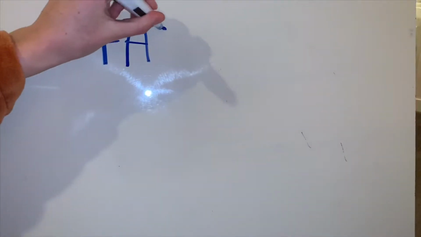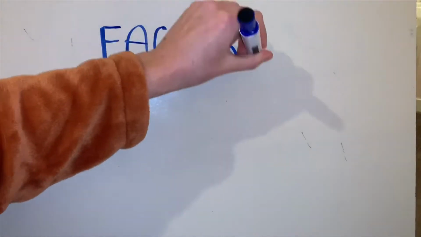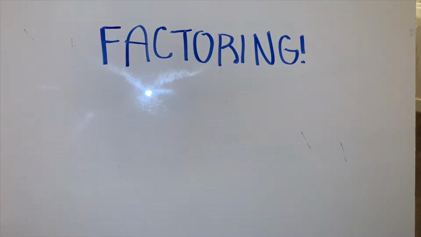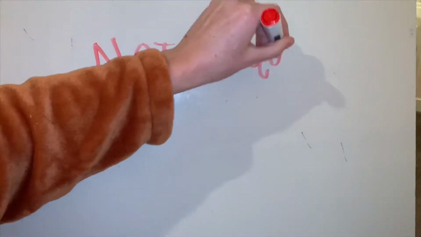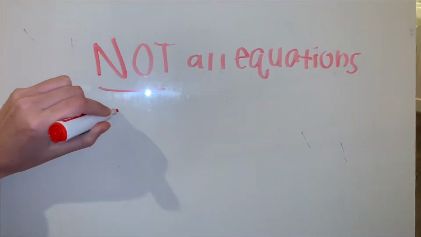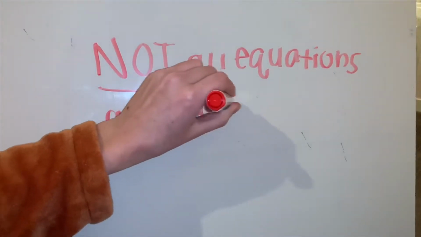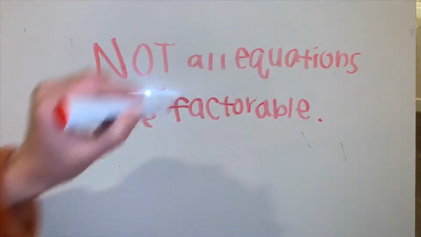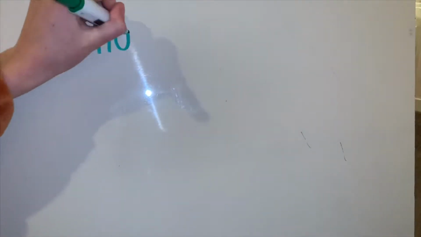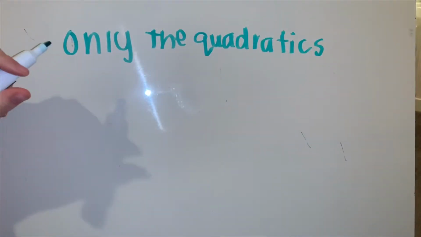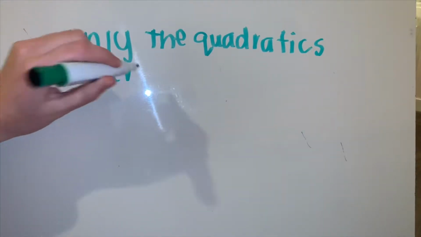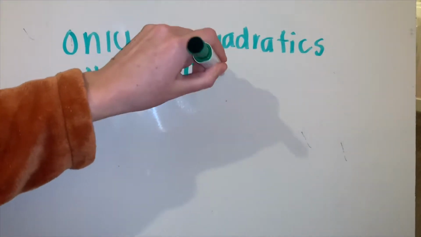Factoring is one of the 3 ways to solve a quadratic problem. Not every quadratic problem is factorable, though. Only the quadratics where 2 numbers can add up to the b value and multiply to the c value are factorable problems.